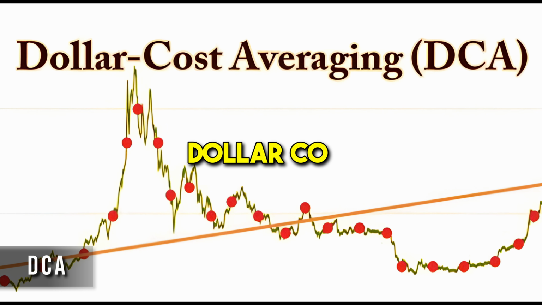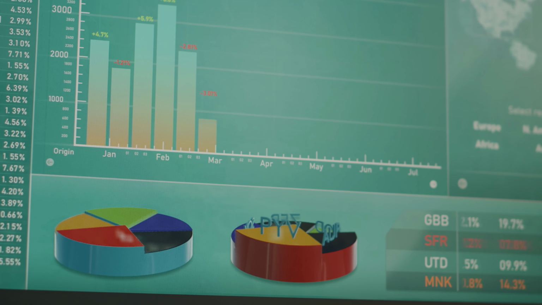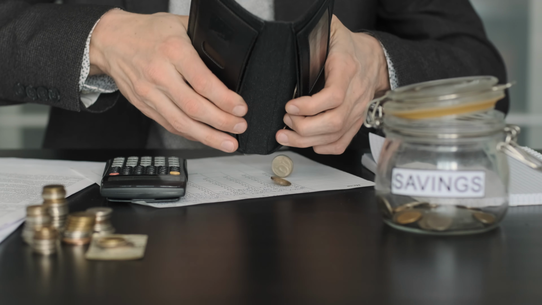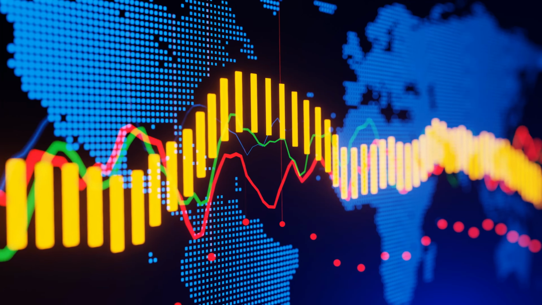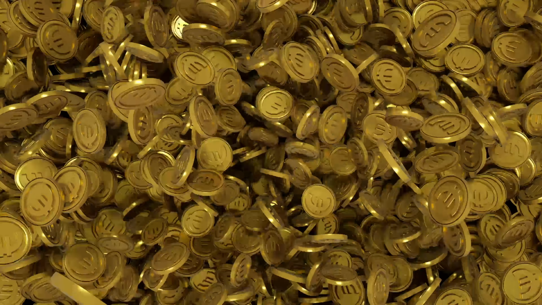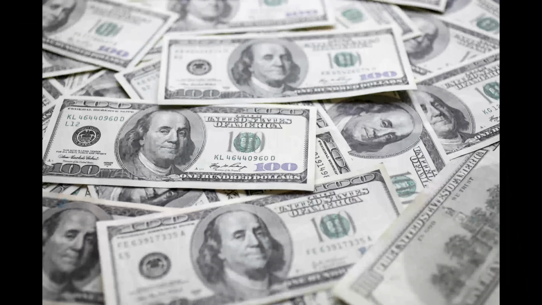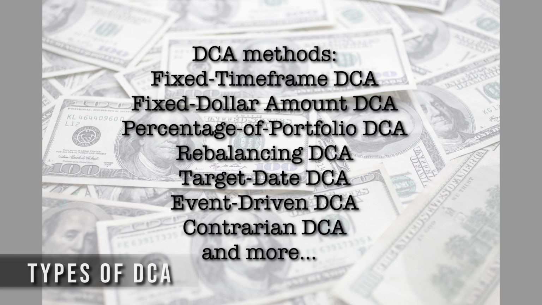DCA stands for dollar cost averaging, which is an investment strategy that involves regularly investing a fixed amount of money into a particular asset, regardless of its price. The goal of DCA is to reduce the impact of market volatility and lower the average purchase price of the asset over time.